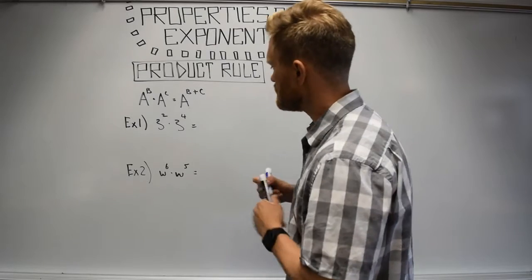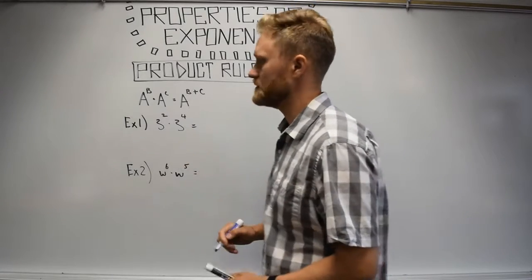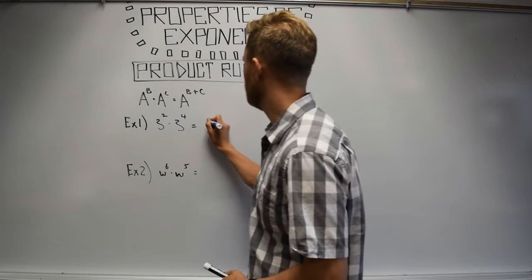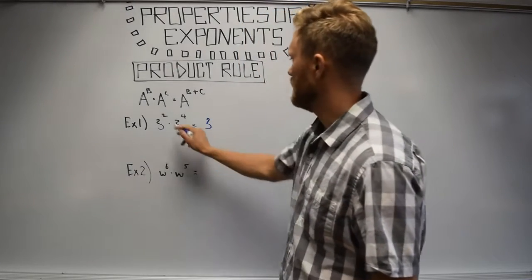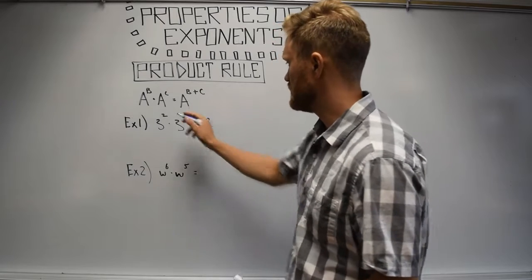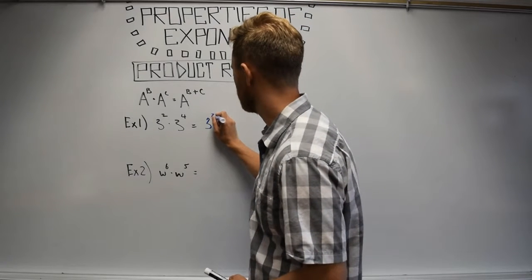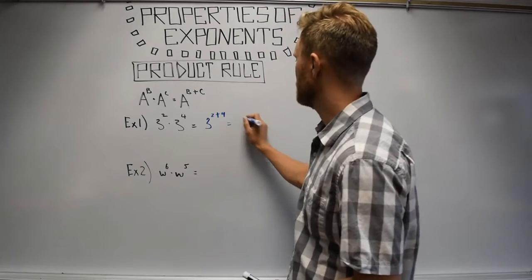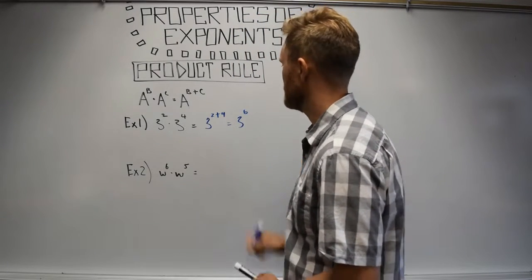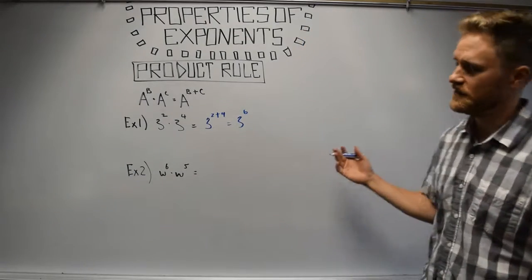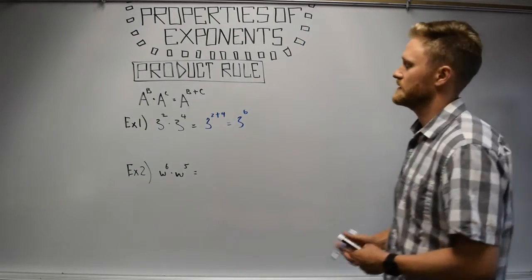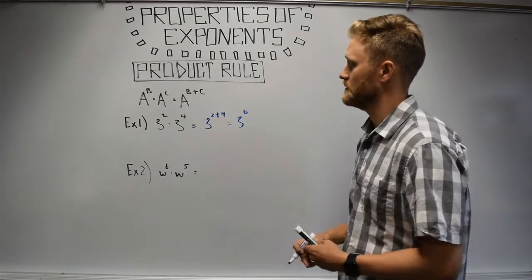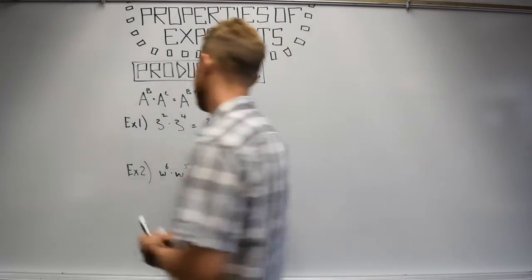So if I look at 3 squared times 3 to the 4th, the base that I have in common is the 3. And then the two exponents that I have are the 2 and the 4. So I can write this as 3 to the 2 plus 4. And 2 plus 4 is 6. So I get 3 to the 6th. I'm not going to write out what 3 to the 6th is because I'm trying to demonstrate the rule for those exponents.